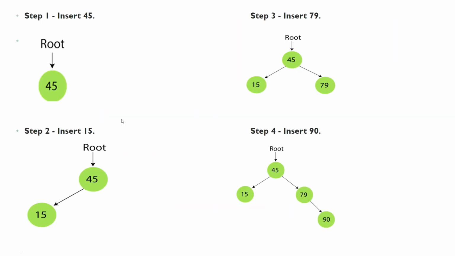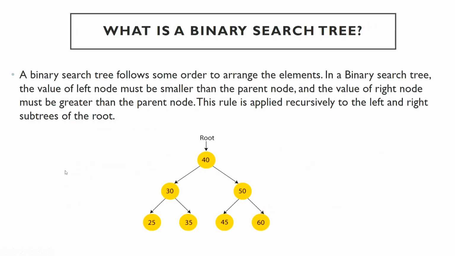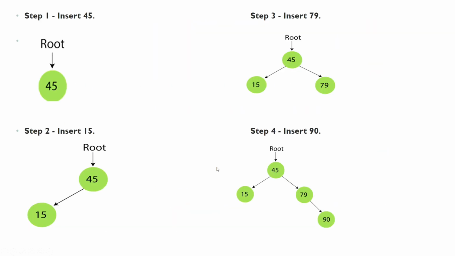Step 1 will be insert 45. Step 2 will be insert 15. As 15 is smaller than 45, insert it as the root node of the left subtree. It is a property: the value which is smaller than the root node will be inserted at the left side, and the value which is greater than the root will be placed at the right side only. By following that property, 15 will be placed at the left side, because 15 is smaller than 45.